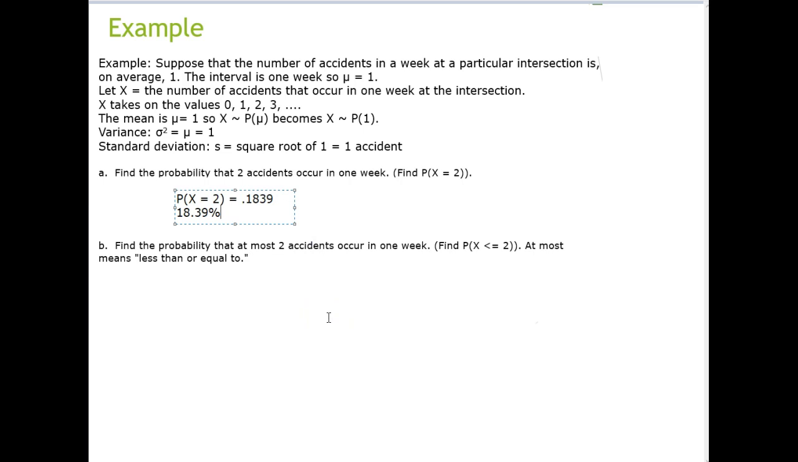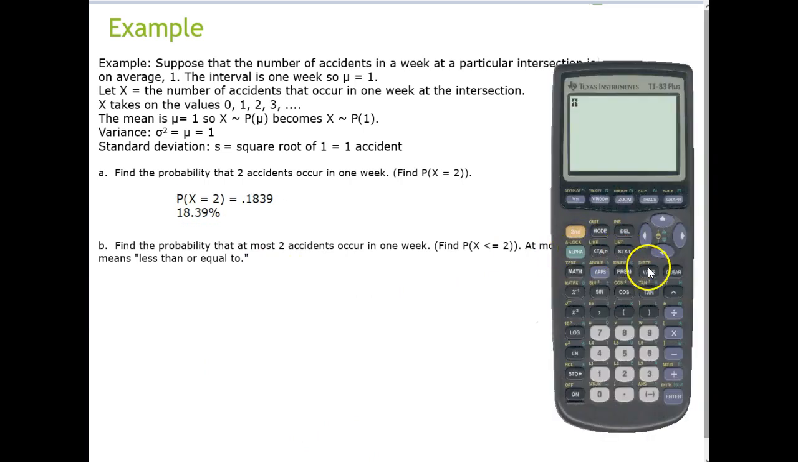Let's go ahead and look at letter B. Find the probability that at most 2 accidents occur in 1 week. So let's find the probability that x is less than or equal to 2. You might see it written that way, and that's fine too. At most means less than or equal to.